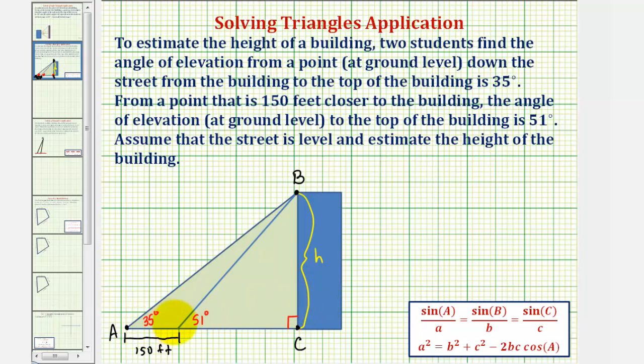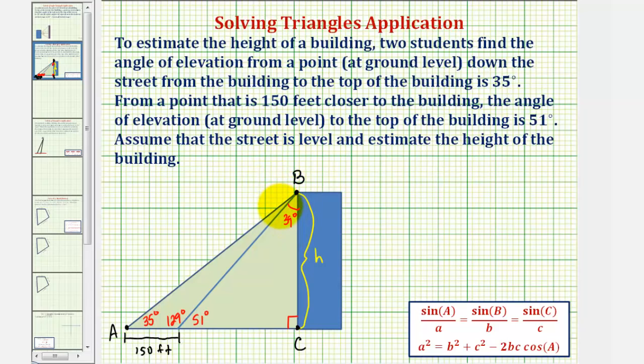Notice how these two angles are supplementary because they form a straight angle, and therefore to find the measure of this angle, we can take 180 degrees and subtract 51 degrees, and therefore the measure of this angle here would be 129 degrees. Now looking at this right triangle here, this angle and this angle are complementary, so the measure of this angle in this right triangle would be 90 degrees minus 51 degrees, or 39 degrees. This does not include this small acute angle here.